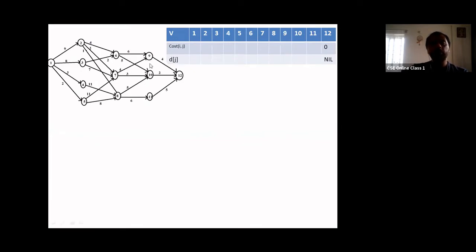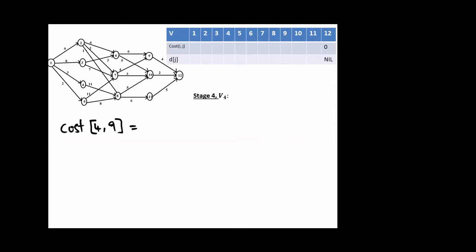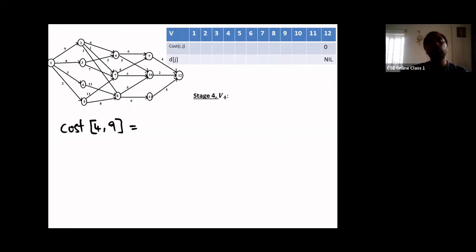Now using these two values, we will try to find out stage 4 elements. So in stage 4, we have 3 vertices. So we need to find out cost of 4, 9, cost of 4, 10, and then cost of 4, 11. If we want to find out cost of 4, 9, 9 has an outgoing edge. How many outgoing edges do we have from 9? Only one. So there are no comparisons. When you come to 9, you have to go further to 12.